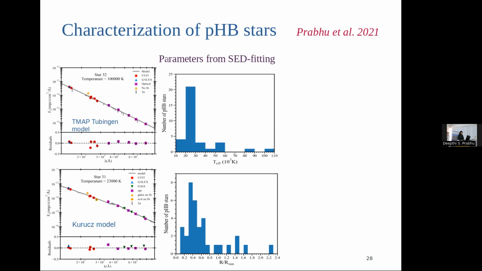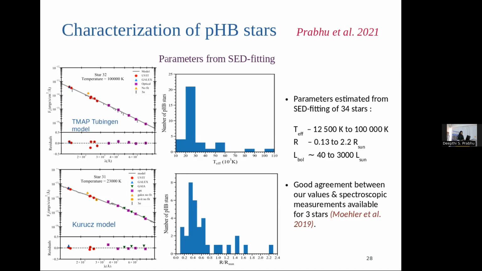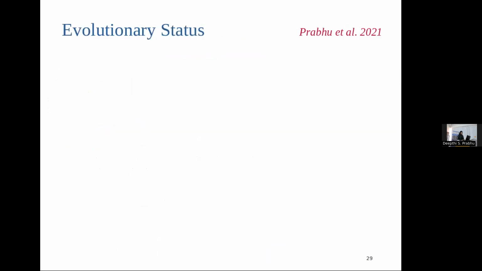And this is a histogram of the temperature and the area of the sources. The parameters range from 12,500 to 1 lakh in effective temperature, and we also find agreement between our values and the spectroscopically measured temperatures for 3 stars measured in this cluster.